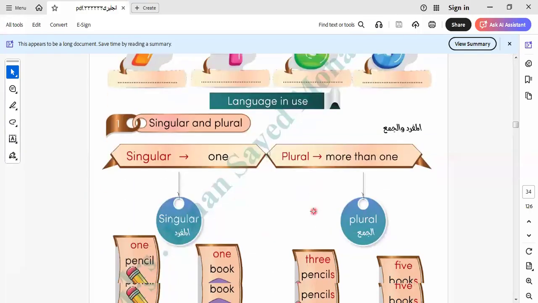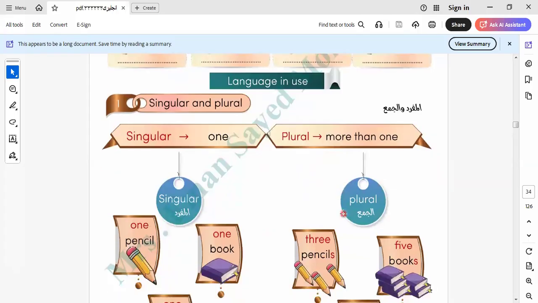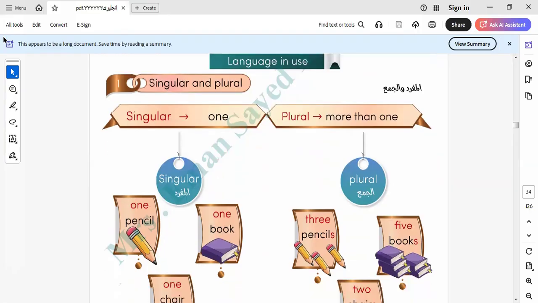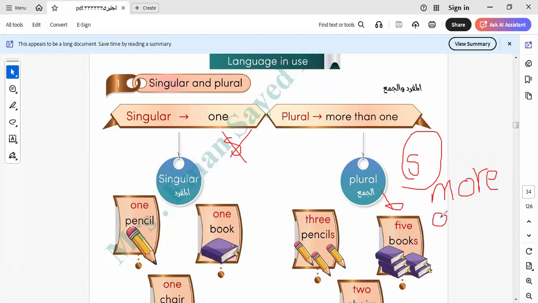Here it will be singular and plural. As we know from our lessons last year in grade 1, singular: I don't put s on the noun, but plural: I put s on the noun, and we use plural for more than one. When we talk about more than one thing, we put s.